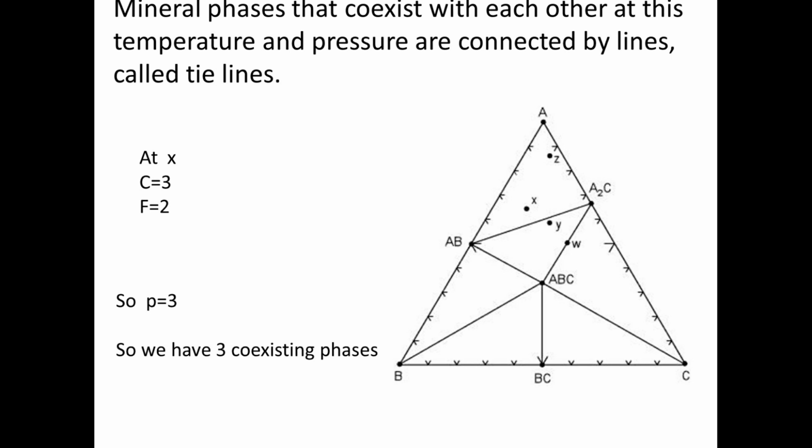Here F equal to 2, because it is a triangular diagram, so C equal to 3. Now, if we put the values of F and C in the equation, then we can get that the value of P comes to be 3. So, for divergent field, we get 3 coexisting phases. That means, if a rock has composition X, then it will have mineral A, AB and A2C in it.